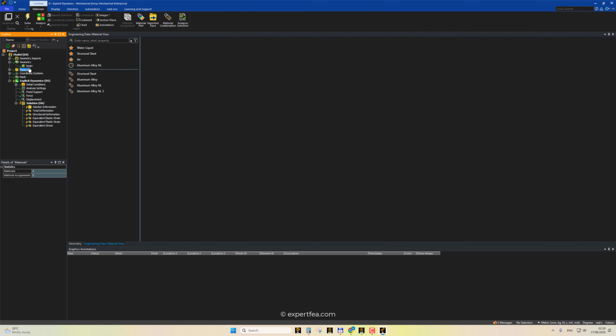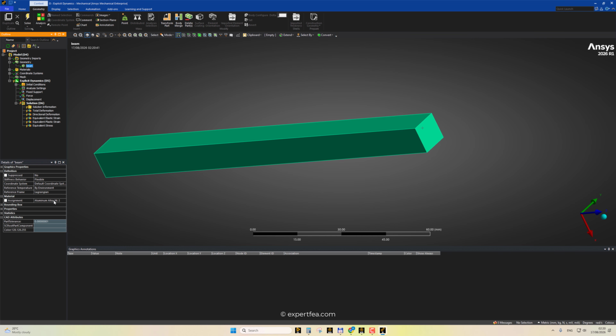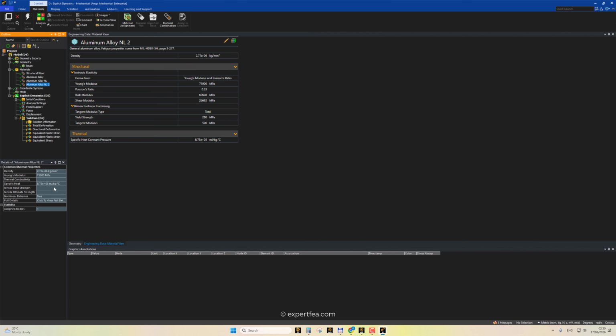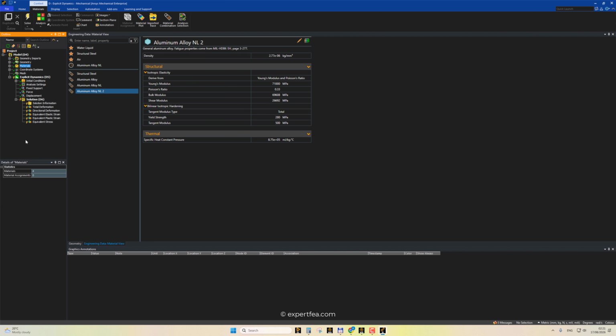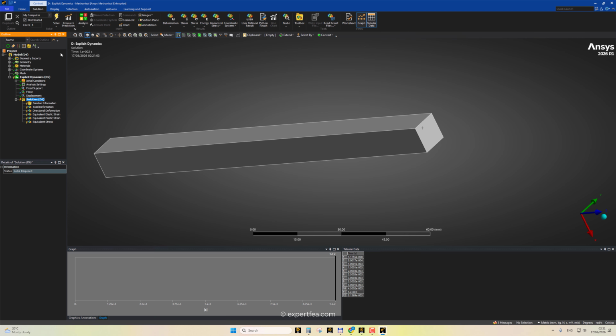Let me remind you of the material. We do have the nonlinear alloy with tangent modulus defined. You remember? There should also be a graph, a plot. I have shown it to you in the past lesson. The bilinearity plot of stress and strain. And at this time, let's solve.